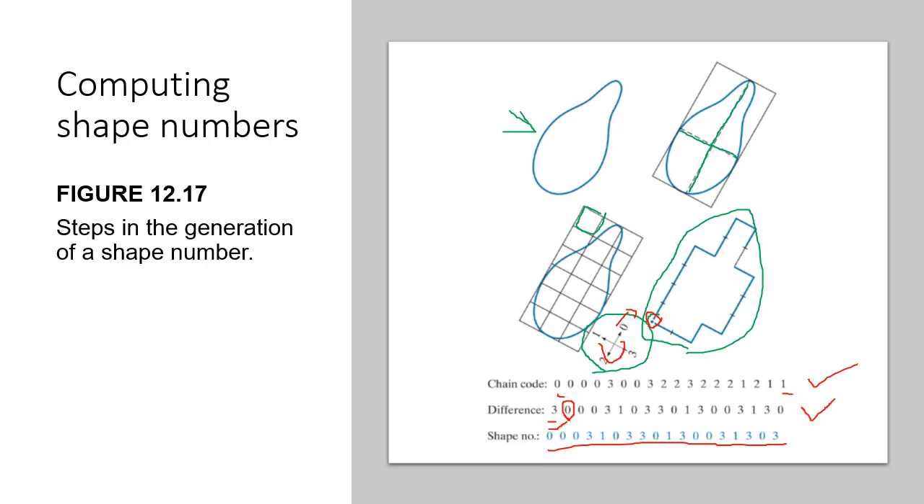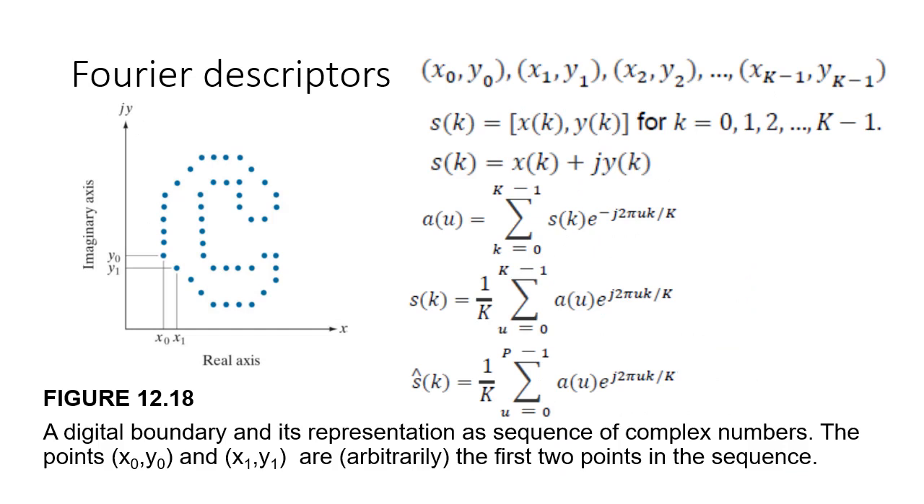Okay, and that makes comparison take longer. Okay, the next one is what is called the Fourier descriptor.